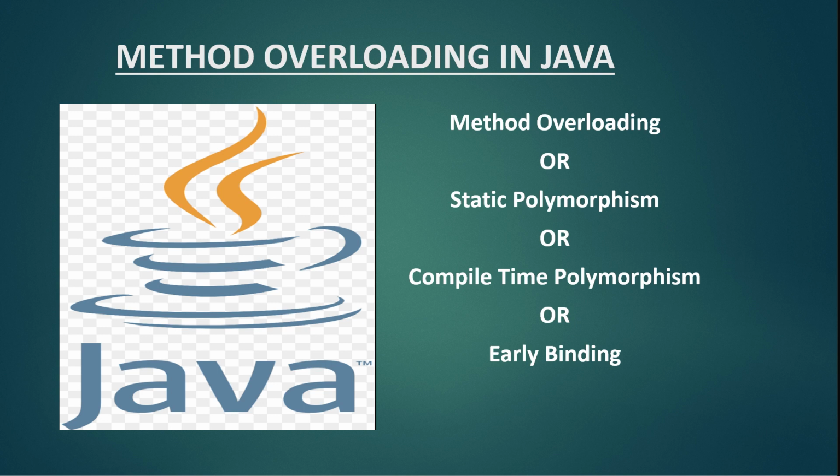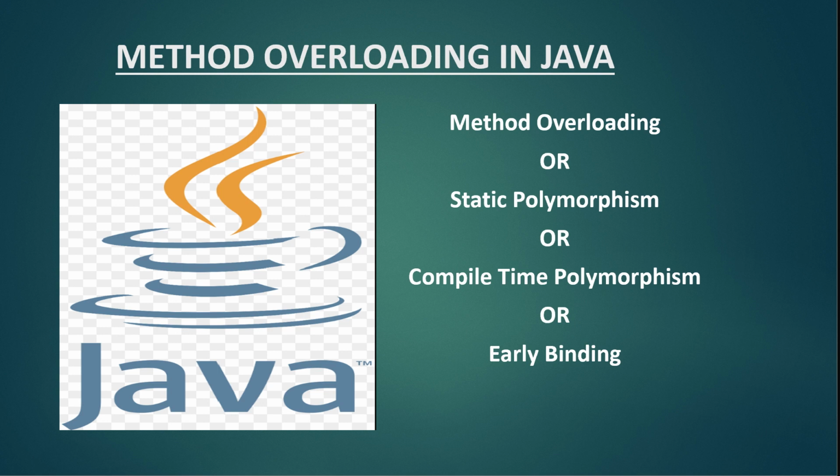So you can see there is a term called polymorphism. There are actually two types of polymorphism available in Java. One is static polymorphism, which is also known as compile time polymorphism, and the second one is runtime polymorphism, which is also known as dynamic polymorphism. Okay, I'll make a separate video on the types of polymorphism and what is polymorphism in Java. For this video, let's focus on method overloading.